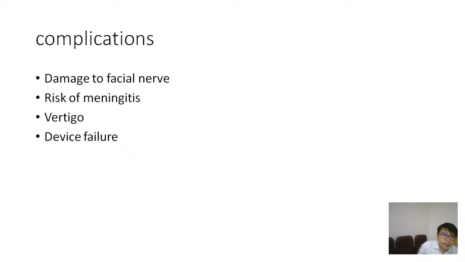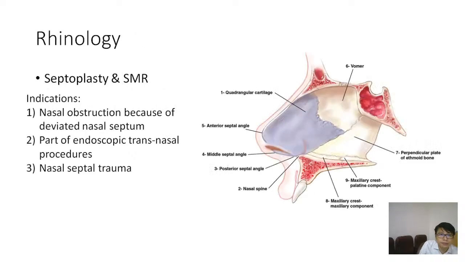The complication is, since we are drilling the mastoid bone and trying to reach the middle ear through the facial recess approach, we can damage the facial nerve. And since we are opening the inner ear, there is a risk of meningitis. Also, it can cause vertigo, and rarely device failure can occur. This is very rare.